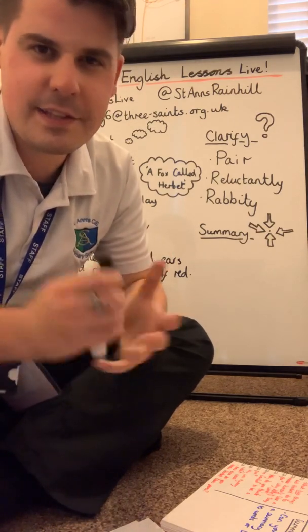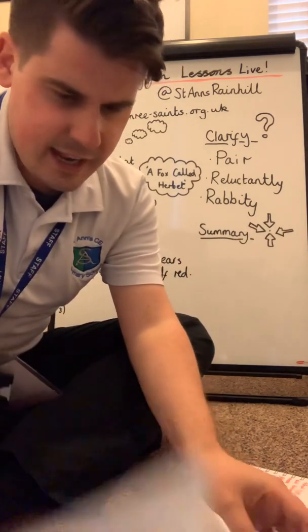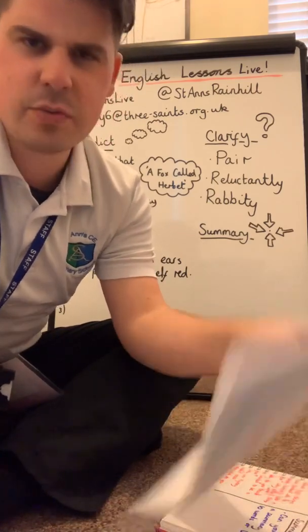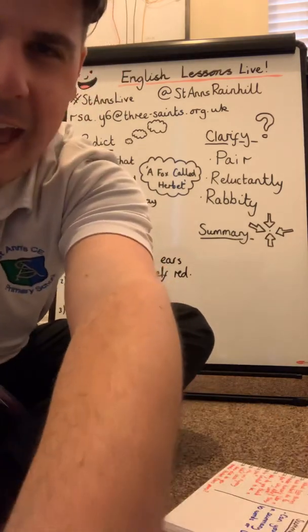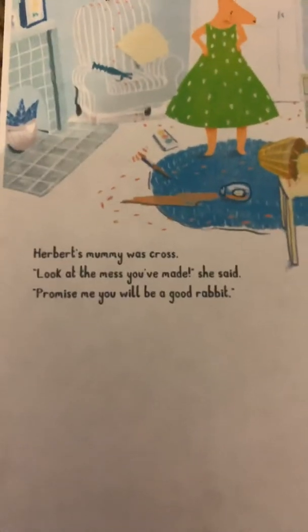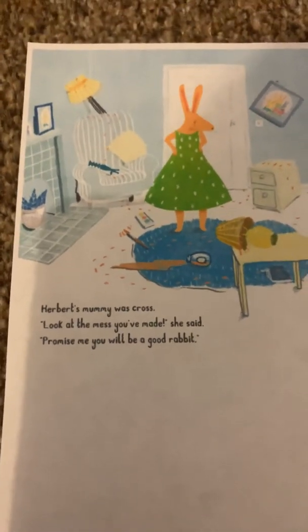Okay. So, where does that happen in the text? Does that happen near the beginning, or does that happen near the end of the text? Well, Mummy Rabbit being cross, I remember, happens right at the end of the text, doesn't it? So again, let's go right to the end of the text. Here we go. It says, Herbert's mummy was cross. Look at the mess you've made.